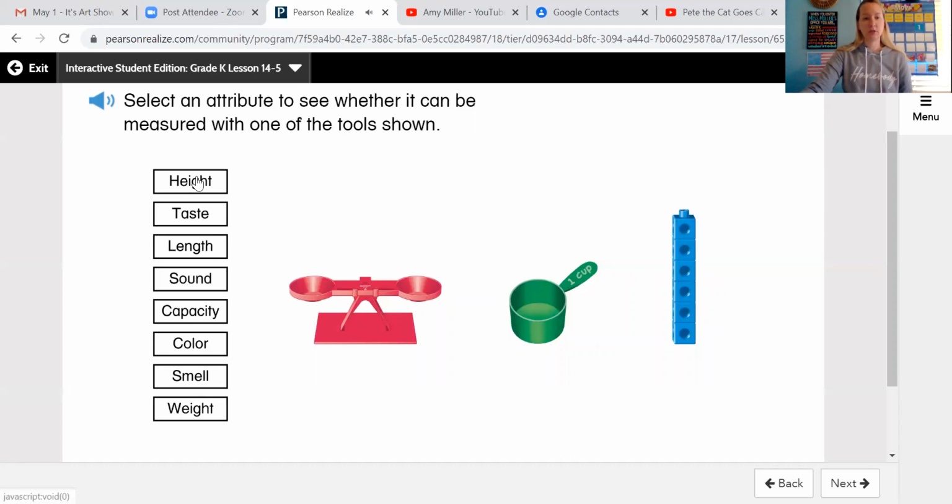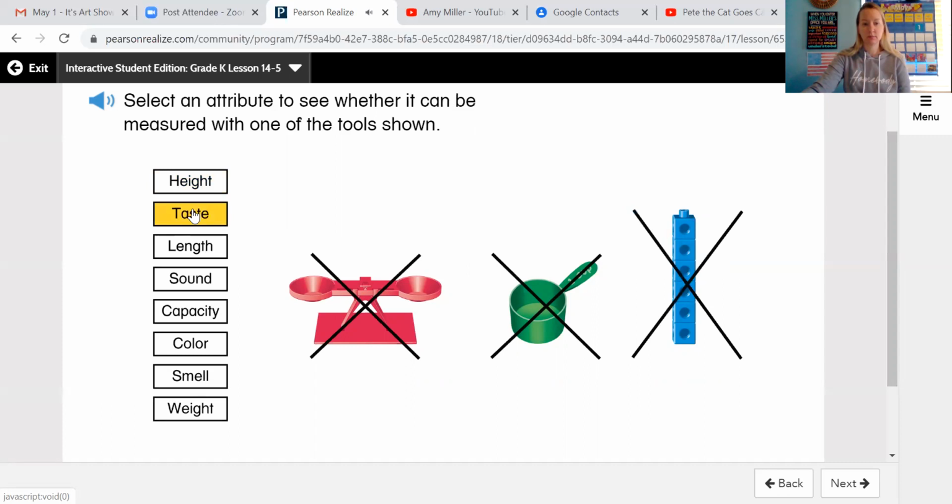All right, first is height. To measure the height of something, we could only use cube trains. Taste. Can we use any of these tools to measure how something tastes? No, that's only in your mouth. Your tongue can do that for you. That's your tool for taste.